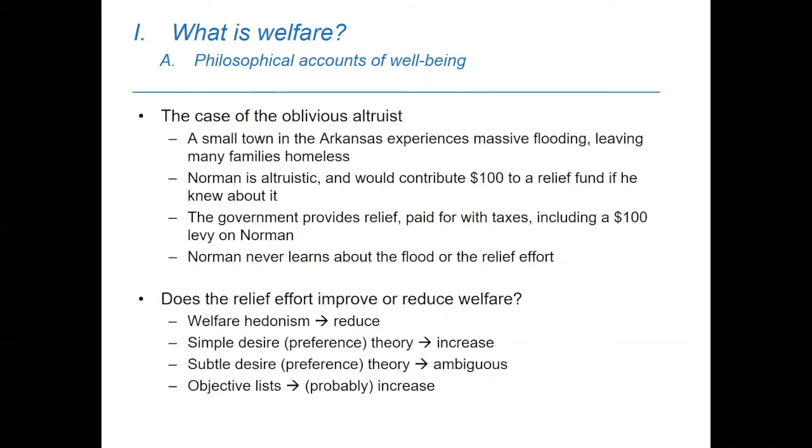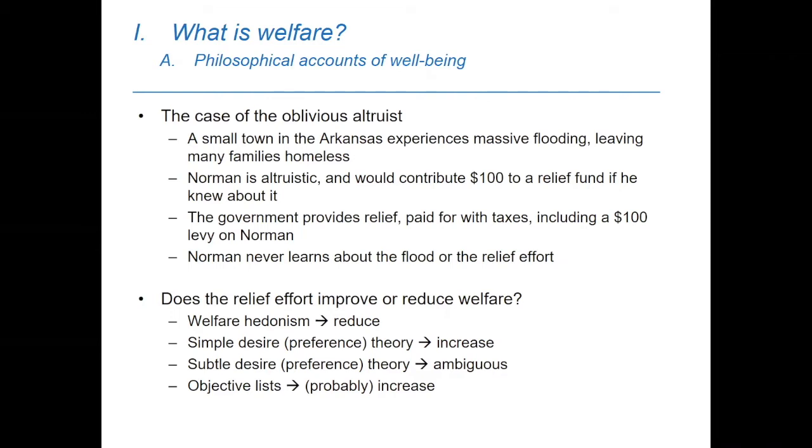Now, from the perspective of subtle desire theory or preference theory, the answer to this question is ambiguous because Norman may care about his mental state. The right question to ask Norman here, from the perspective of that school of thought, is whether he prefers to live in a world where these sorts of needs will be addressed as they come up and he will pay for them, even though he won't know about them. And if Norman says, yes, I would rather live in a world like that because that's the right thing to do, then the policy makes him better off. On the other hand, if he says, no, I would not want to live in that world because paying these taxes and not realizing that they were being used for beneficial purposes would just make me really angry, and that would be very displeasurable to me. Well, in that case, he would be worse off, according to the application of the theory.